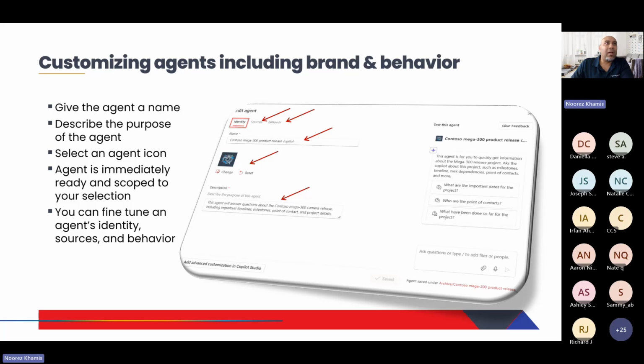You can give it an icon, right? It's nice, always from a best practice, to give your agent an icon. And right away, it's immediately ready and scoped to your selection, okay? And then what you're doing is you're able to fine tune the sources up here and the behavior of your agent. And we're going to demo this in a few minutes. And there's also a test pane right here where you can actually test your agent as you're building it.